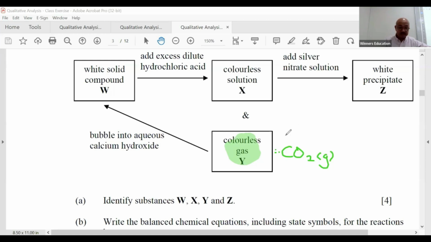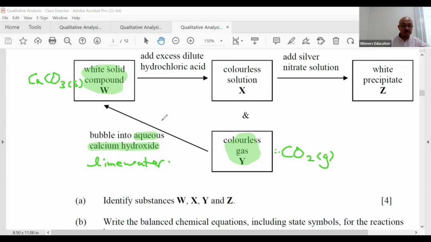All right, focus. This is carbon dioxide. Why? Because I know that if I bubble it into aqueous calcium hydroxide, which is your lime water, I will see a white precipitate. That's a fact. And therefore, I also know who the white precipitate is. Someone? Calcium carbonate. So this is a test for CO2.